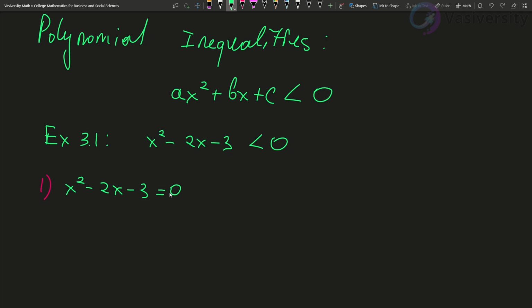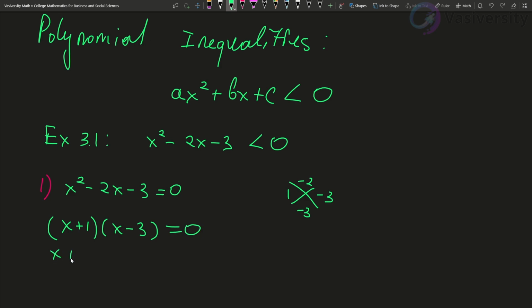Right, so how can we solve it? We can use the cross method. So something plus something is -2, something times something is -3. So the only options we got are 1 and -3. So we can factor it out. So we're going to have x plus 1 times x minus 3 is equal to 0.